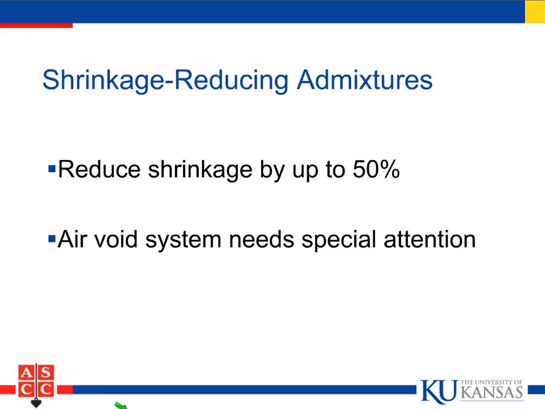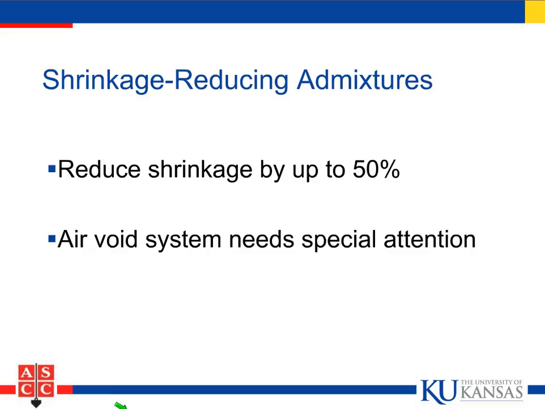Now, how about admixtures? Well, there are some admixtures that are specifically designed to help us out. These are shrinkage reducing admixtures. They can reduce shrinkage by up to 50%. And what they do is they reduce the surface tension of water. Now, as the concrete begins to dry, the surface tension of the water within the meniscus inside the pores tends to draw the surrounding concrete in, and that causes the initial shrinkage. So that's how shrinkage-reducing admixtures work.